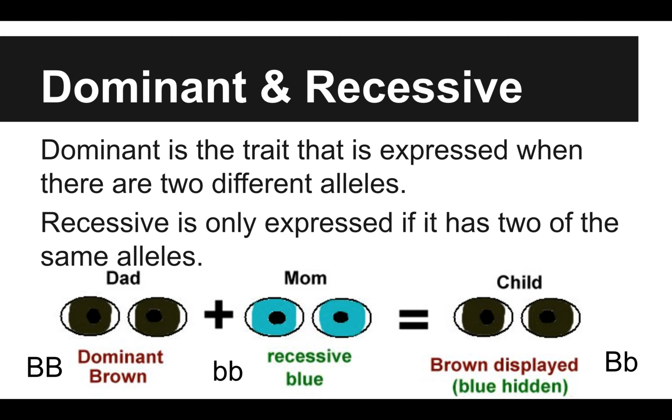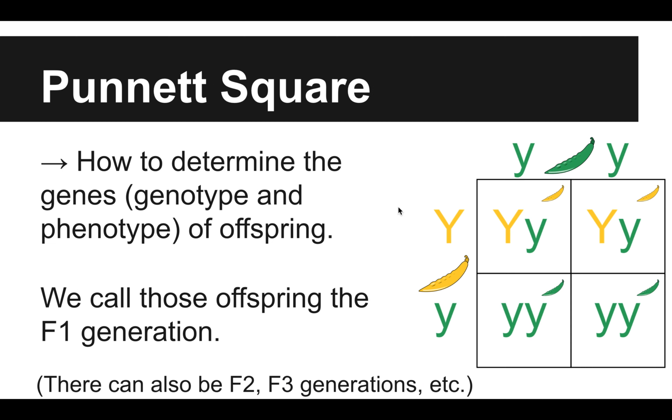You need to get it in your notebook somewhere. You can replay this video. I can also maybe link a few other videos if this wasn't clear enough for you as well. But now what I want us to do is we're going to do some Punnett squares, okay? And a Punnett square is just how to determine the genes, the genotype and phenotype of offspring. We call the offspring the F1 generation. So we take the mom's genes and the dad's genes, and we do a Punnett square to see what % chance the offspring would have for a specific trait.